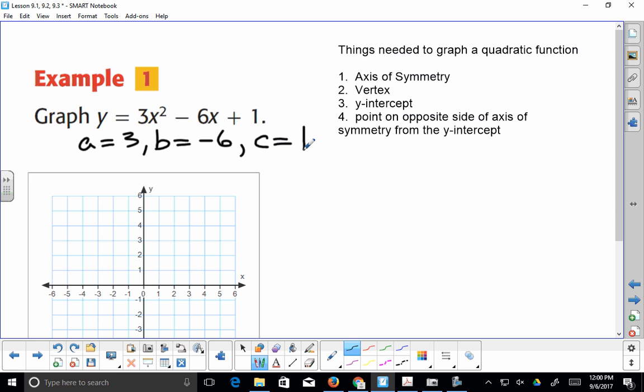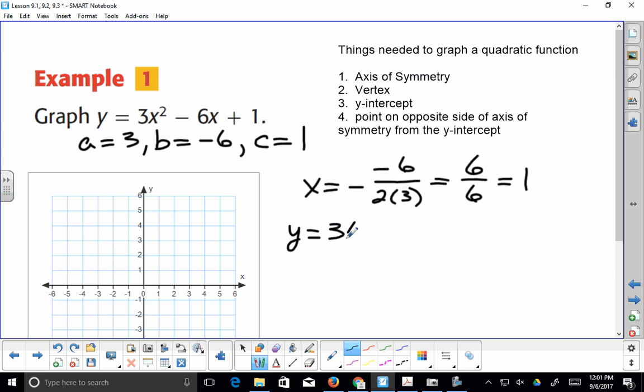All right, so we find our axis of symmetry. x equals negative b over 2 times a. Oh, this is nice. We have 2 negatives. That's a positive, so we get 6 over 6, which is 1. So our x value for our vertex, the axis of symmetry, is at 1. So to find the y value, we plug that in.